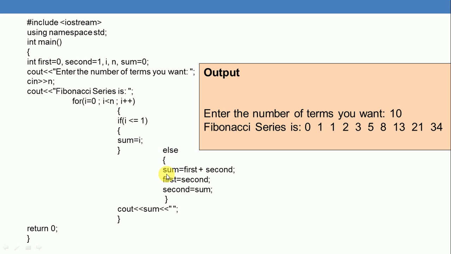So now the else is sum equals first plus second. What was my first value? I have already given it as 0. The second value I have given as 1, because I know this always remains constant. So 0 plus 1 will be my sum now.